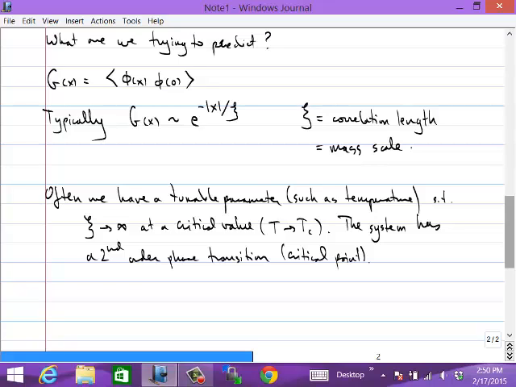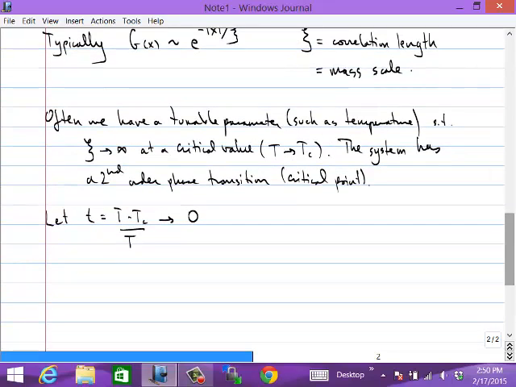So typically, the correlation length diverges. And so let's let our tunable parameter, let's call it T. So in the case of that ferromagnet, we can define a dimensionless tunable parameter. And let's ask what happens as we approach the critical point. Then, as you approach the critical point, the correlation length is going to diverge. And so it will diverge typically with some power of T, with a power that I'm going to call mu.